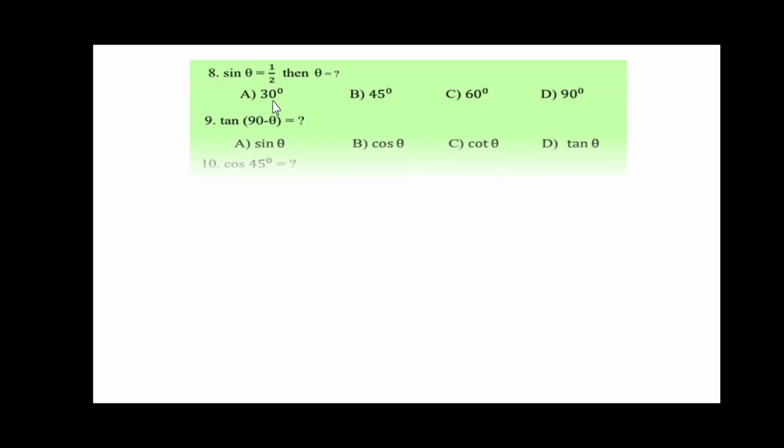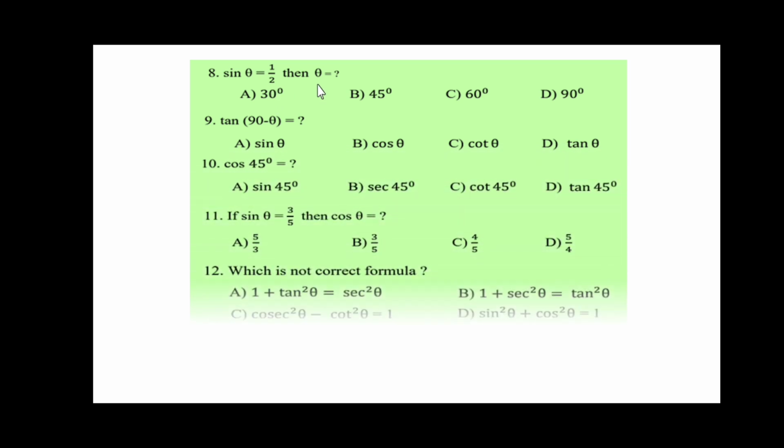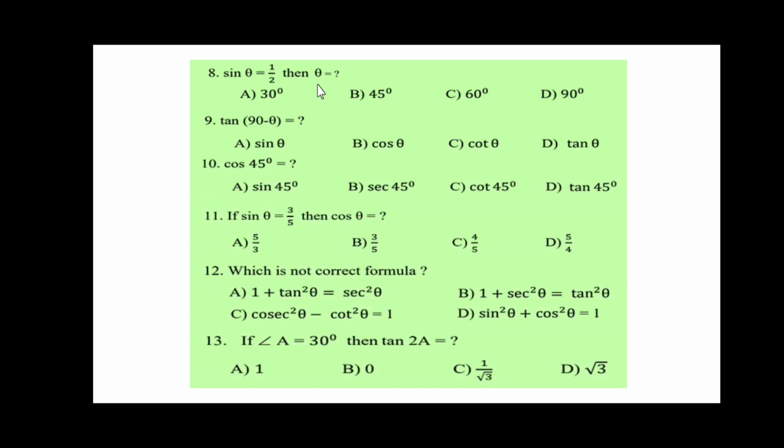Next, sin theta is equal to half, then theta is equal to 30, since sin 30 is half, so the answer is A. From the table you will get this value. Tan (90 minus theta) is equal to cot theta. It is again one identity. Cos 45 has value 1 upon root 2, and sin 45 is also 1 upon root 2 from the table. So cos 45 is nothing but sin 45, option A.